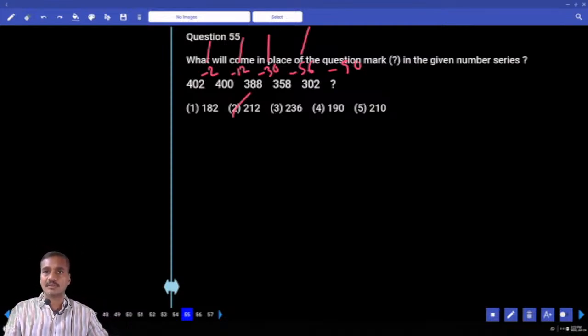Done? And this is all about reasoning. Any doubts in this reasoning section? Now in these two papers, 51 as well as 47.